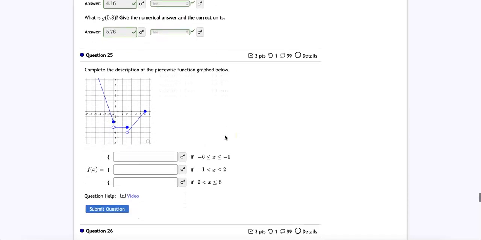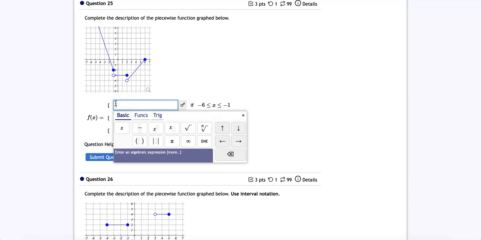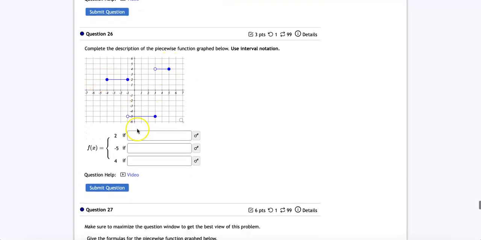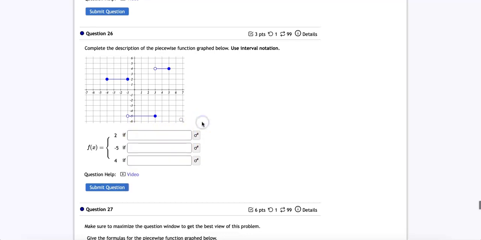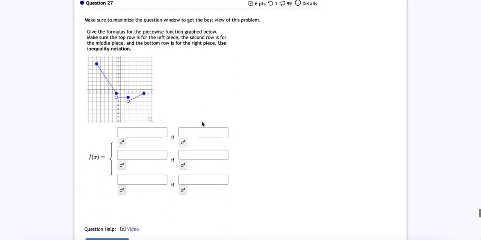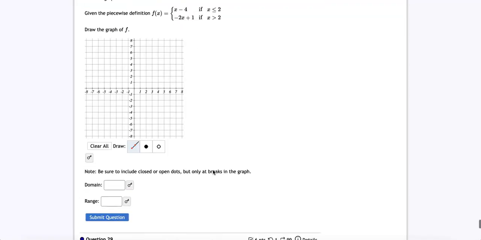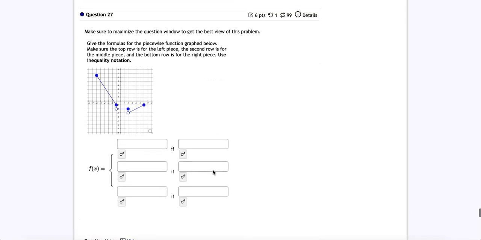All right, so next what we have here is we're given a graph with the lines, and we need to figure out what the equations are for each of those segments. In 26, we're given the segments, and we need to figure out what the range is for each of those segments. And then for this last one, we have to figure out both. So I'm going to go through number 27, and this one also, you have to graph a piecewise function, so we'll come back to that one. And number 27 is going to work through what you need for 25 and 26.